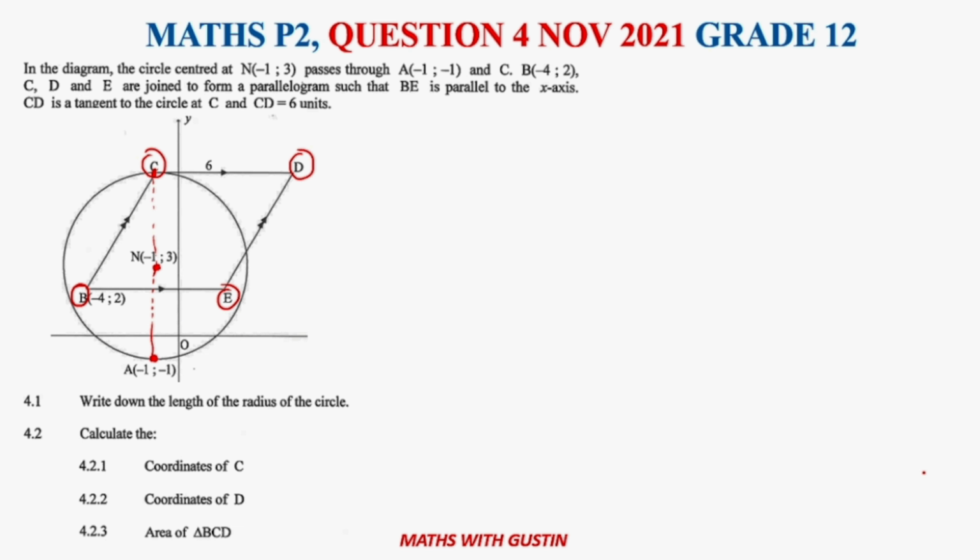Such that BE is parallel to the x-axis. There you go, it's parallel to the x-axis. CD is a tangent to the circle at point C. Yes, point C here, and CD is given by this here. This is the distance, and I think it's going to help us going forward. Maybe we have to use a distance formula somewhere, somehow. We're just marking that.